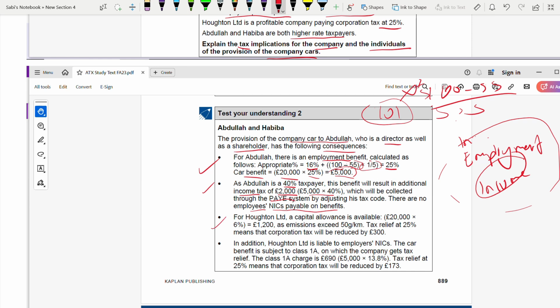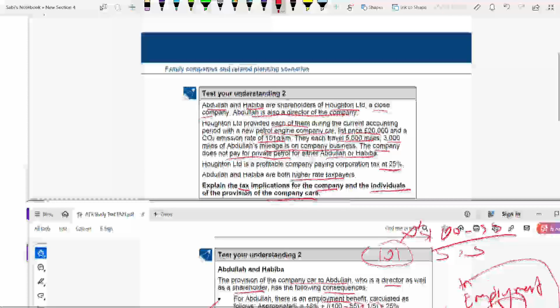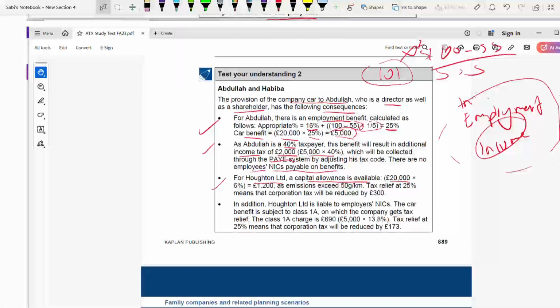Third one, for the company, you are giving a car. For them, there is a capital allowance available for that car. What is the list price? 20,000 of the car. At what rate? Remember, you have to see the CO2 emission. CO2 emission is 101. It is exceeding 50. That's why it is 6%, special rate. It goes in the special rate pool, not in the main rate pool. So your WDA will be at 6%.